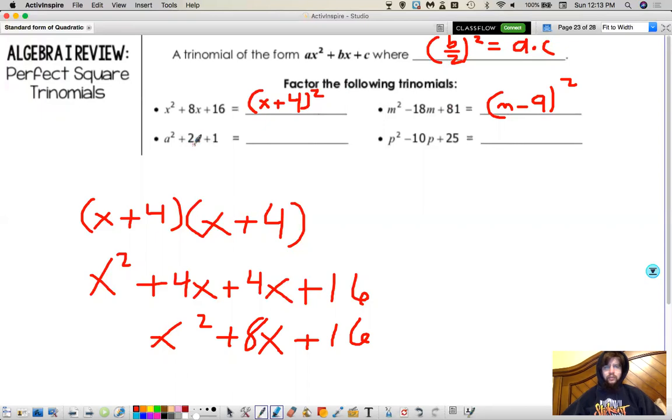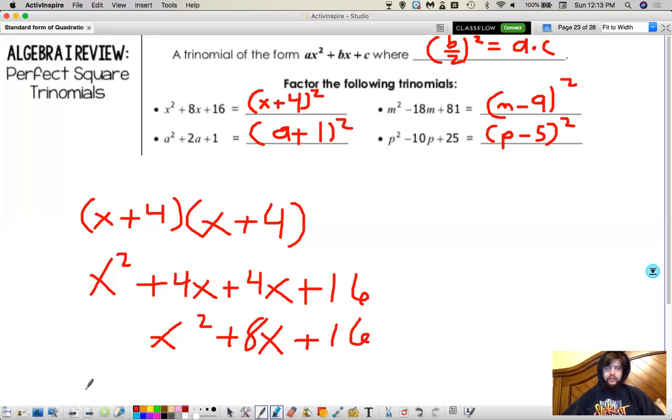2 over 2 is 1. 1 squared is 1. We're good. We can factor this. 10 over 2 is 5. 5 squared is 25. We can factor this. So these are all perfect square trinomials. And that's how you factor them.